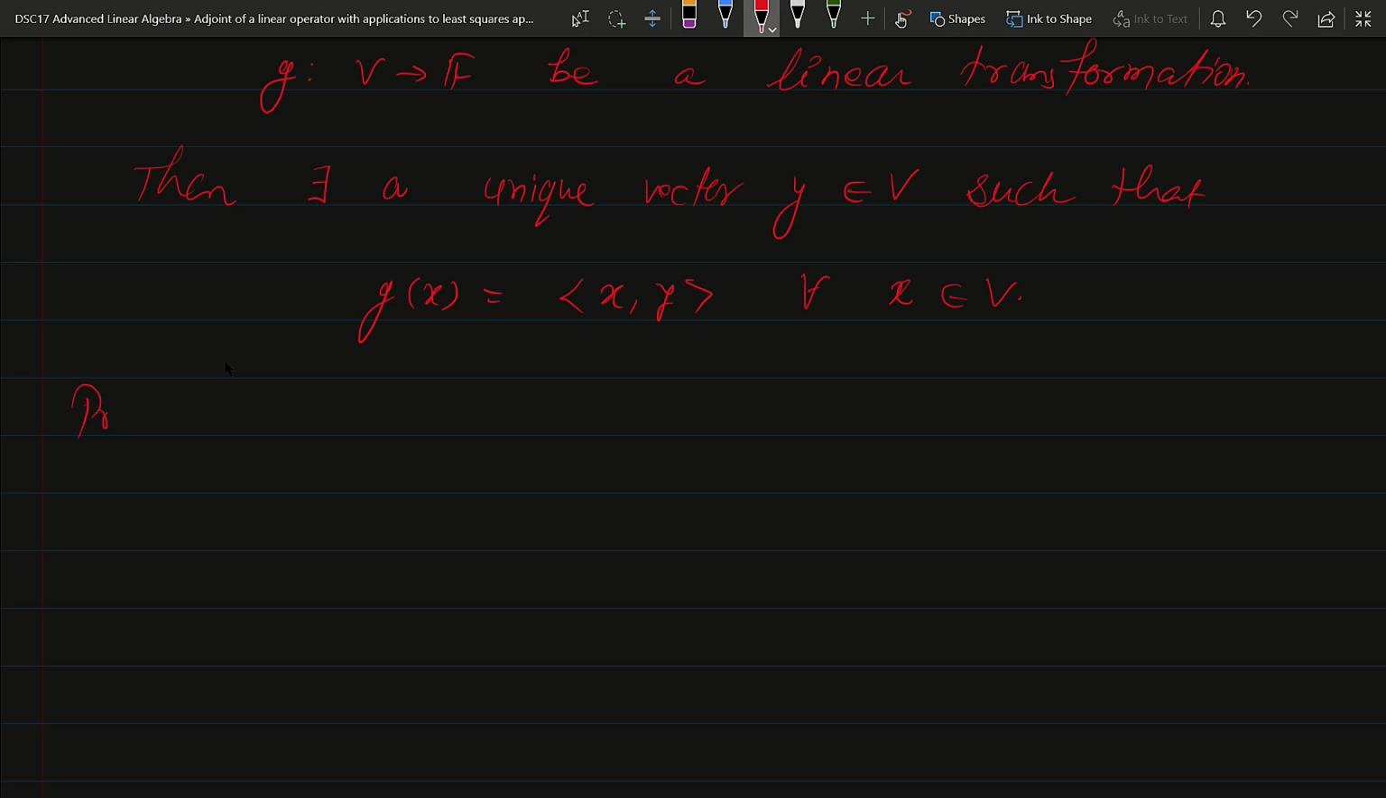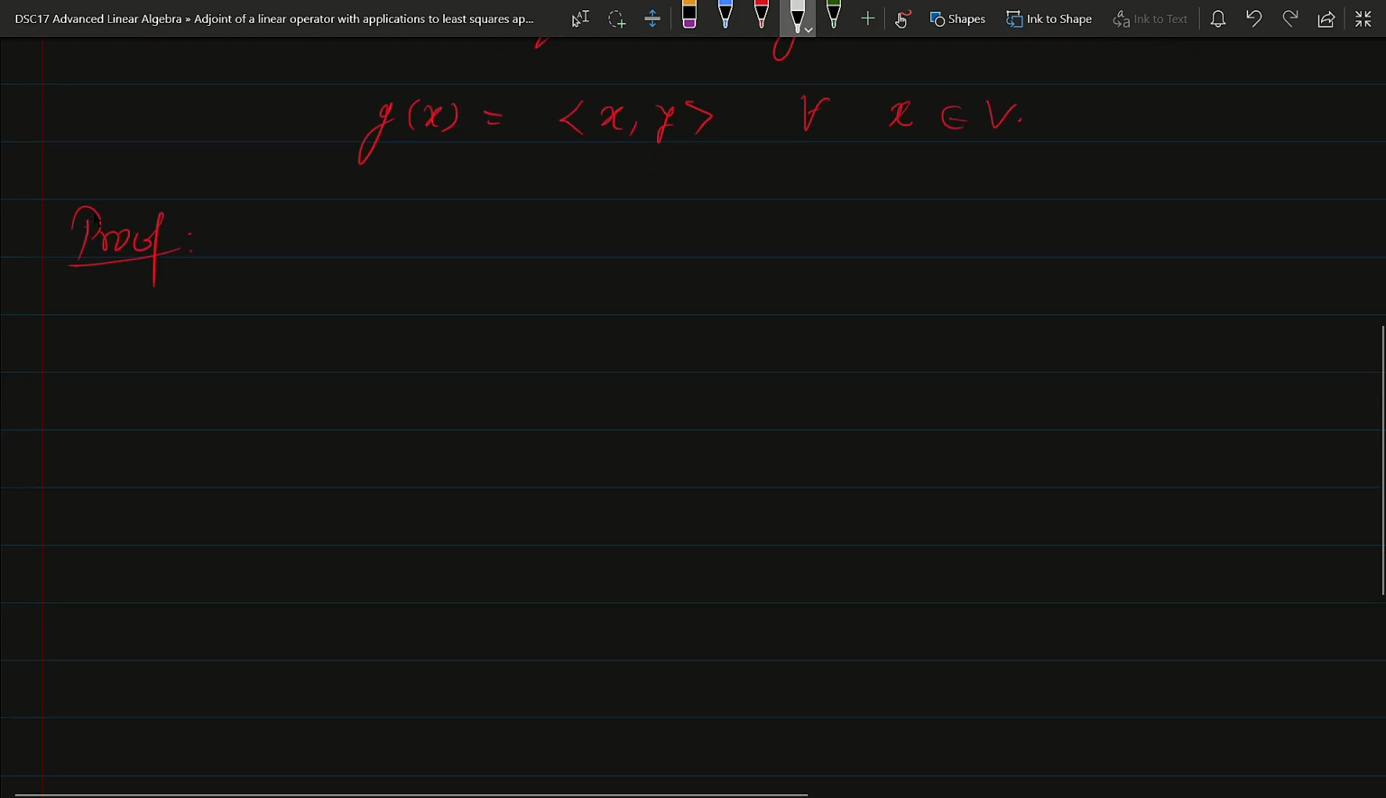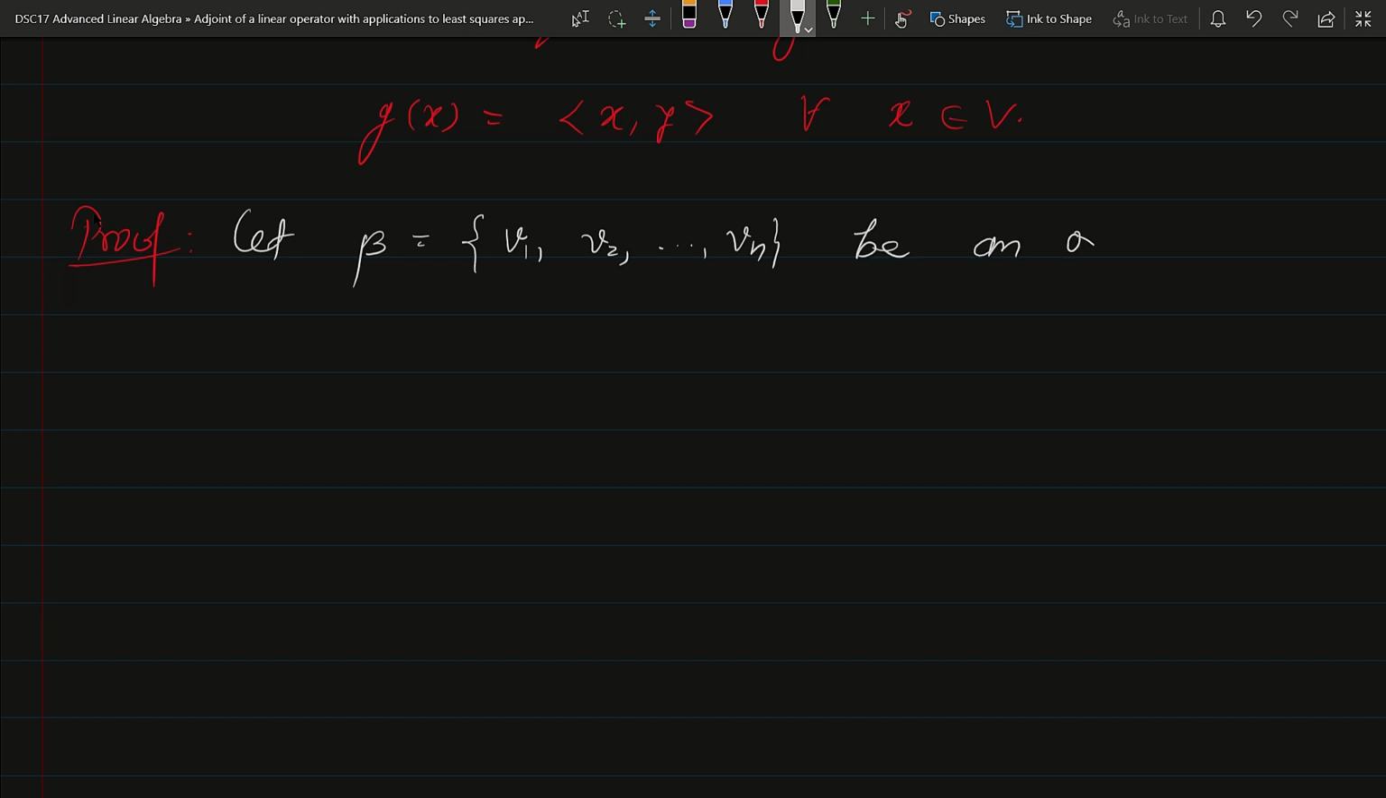So let me write the proof. In the proof, we first have to define y. Let me give a motivation for this. Since we are going to define g of x in terms of y, we will somehow represent this y in terms of g of x, so that we have a bridge between y and g at an initial stage. Let me consider an orthonormal basis. Let beta equal v1, v2, up to vn. Because it is a finite dimensional vector space, we can always suppose an orthonormal basis of this kind for V.